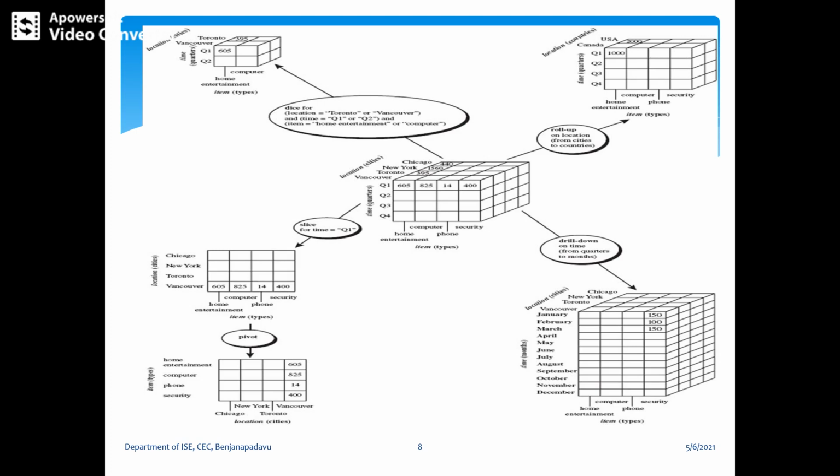So first we take the roll-up operation. We know the definition: the roll-up operation performs aggregation on the data cube either by climbing up the concept hierarchy for a dimension or by dimension reduction. This is the common definition of roll-up. Here we have the roll-up on location, from cities to countries, because we have chosen climbing up.